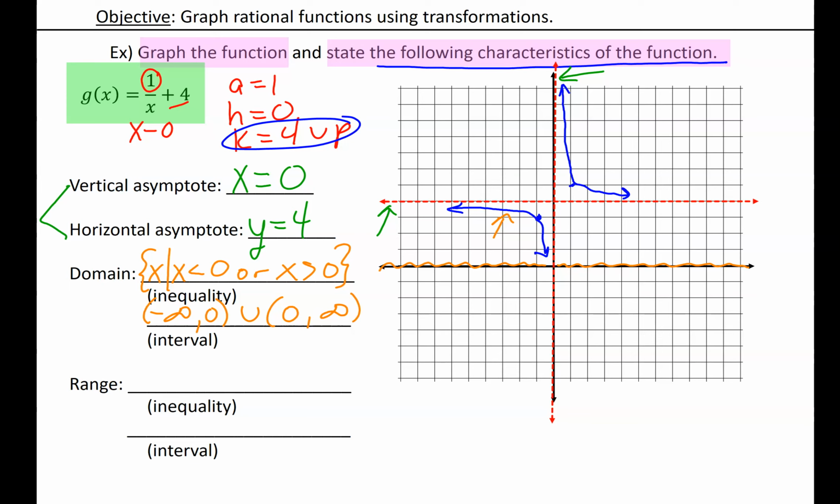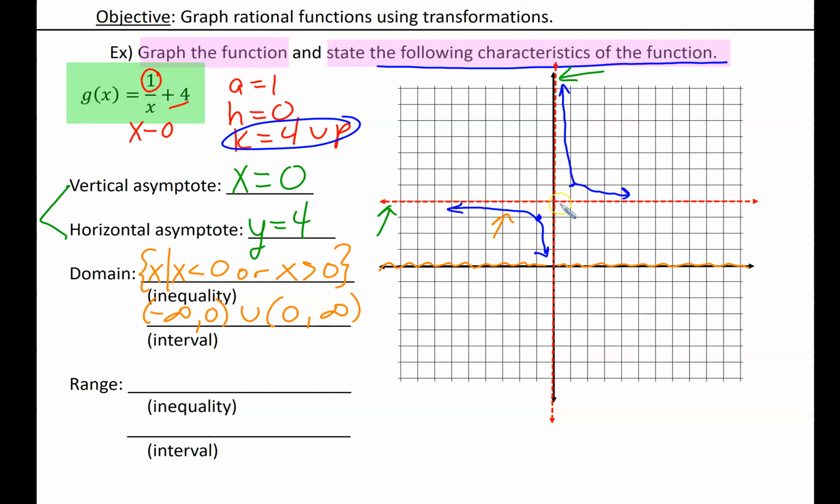Our range, which is our y values, is defined by looking at, remember, all the y values for our points. Actually, this nice horizontal asymptote here kind of breaks up our range.